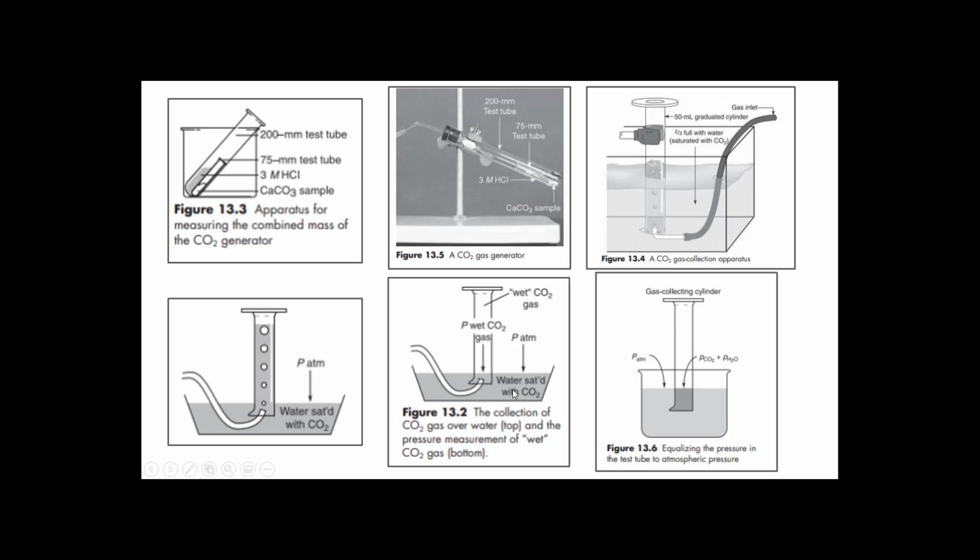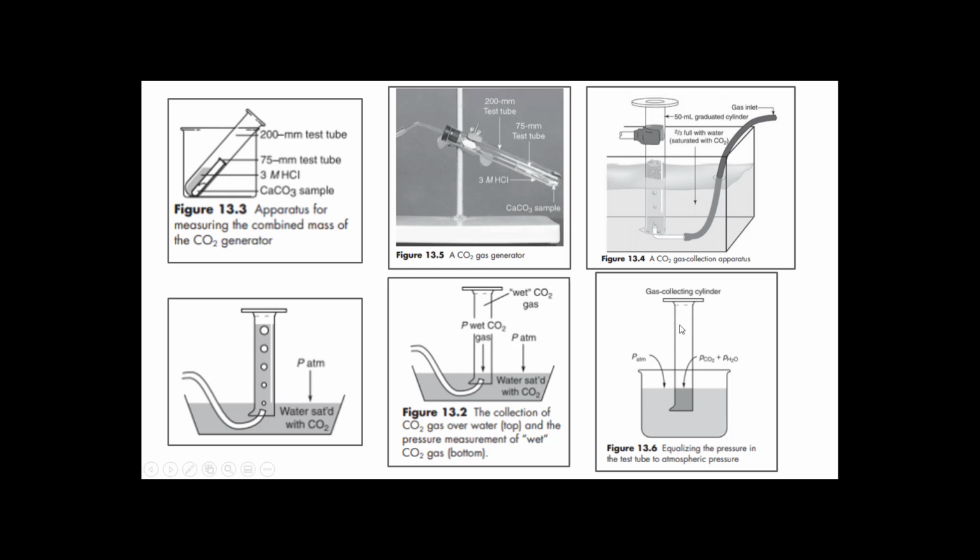So even though it's saturated, there are still water droplets in here, and that water is taking up water pressure we have to account for. The last step is the one that a lot of students don't understand. Let's say that this is where your volume ended. This is not the volume you're collecting. You need to equilibrate the pressure that is in here with the pressure outside in the environment, outside in the beaker.